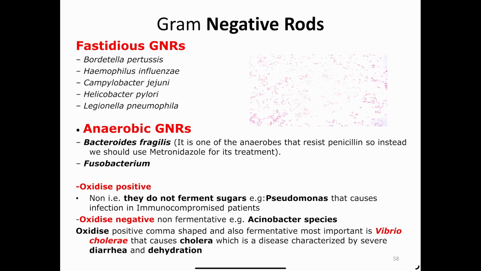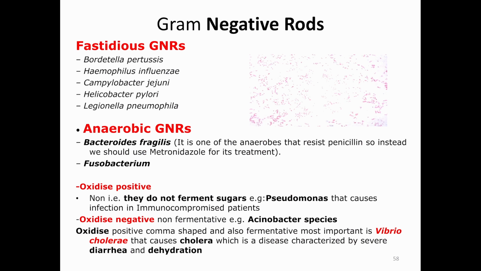Now, when we look at gram-negative rods, we also have what we call fastidious gram-negative rods. Examples, we have Bordetella pertussis, which causes pertussis, and we also have Haemophilus influenzae, which may cause meningitis as well as some form of pneumonia. Then we have Campylobacter jejuni, then also Helicobacter pylori. Helicobacter pylori is the one responsible for peptic ulcer disease. Then we have Legionella pneumophila, which causes some form of pneumonia.